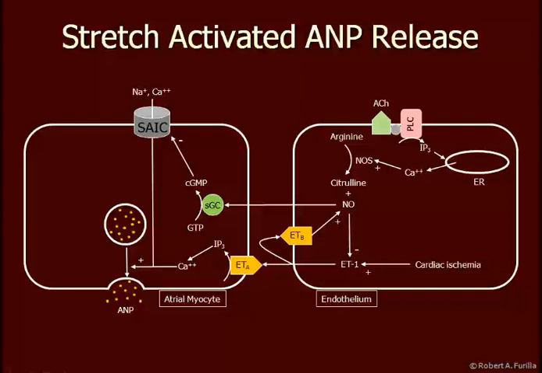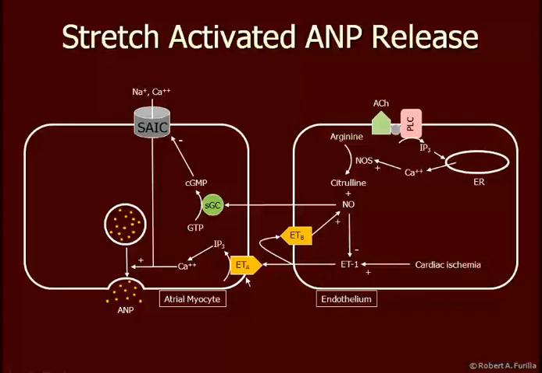So if venous pressure rises, signifying an increase in blood volume, the right atrium becomes stretched, and as it stretches, the stretch-activated ion channels, cation channels, allow sodium and calcium, especially calcium, to enter the cell and promote exocytosis of the vesicles containing ANP. In addition, the endothelial cells release endothelin-1 under conditions of cardiac ischemia.